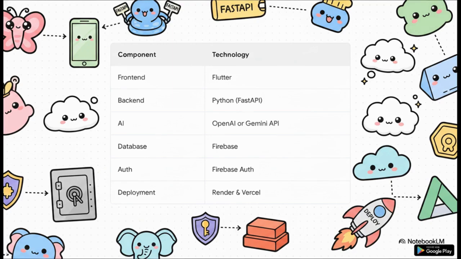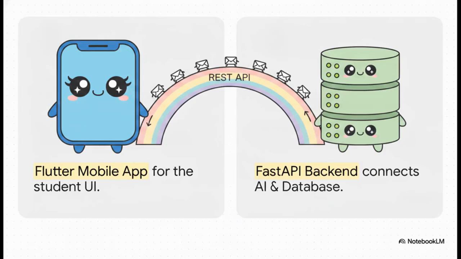For the actual artificial intelligence, we'll integrate the OpenAI or Google Gemini API. And for the rest of the plumbing, we'll store user data securely with Firebase or Postgres, manage logins via Firebase Auth, and deploy our backend to the cloud using Render or Vercel, all before shipping the actual app to the Google Play Store.